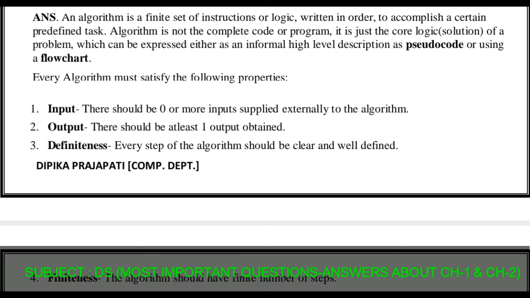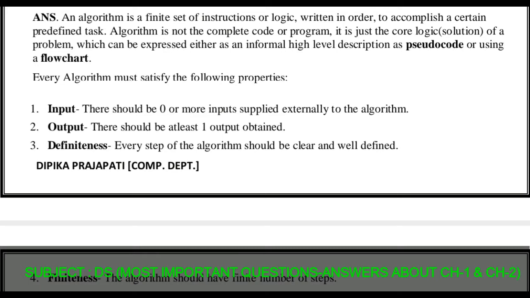An algorithm is not a complete code or a program, it is just core logic. It means the solution of the problem, which can be expressed either as an informal high level description, as pseudocode, or using flowcharts. Every algorithm must satisfy the following properties: first of all, input, output and definiteness.